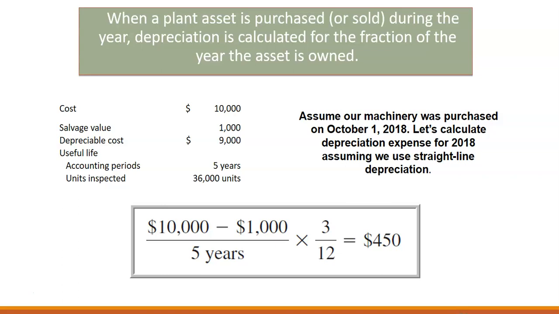If we assume that it was purchased on October 1st, 2018, using straight line depreciation, we would only take 3 months of depreciation instead of an entire year. If you remember, our entire year was $1,800, but 3 months of depreciation is $450. We wouldn't be able to take the entire year for a machine purchased in October.